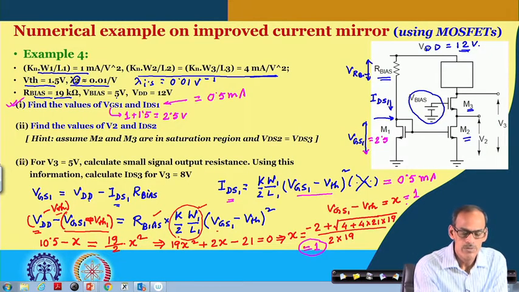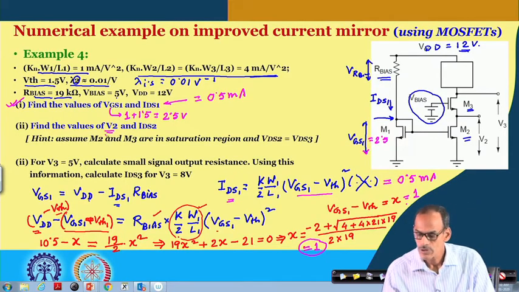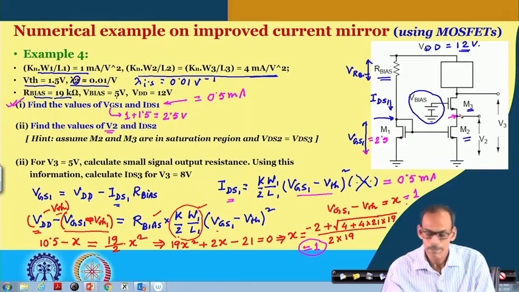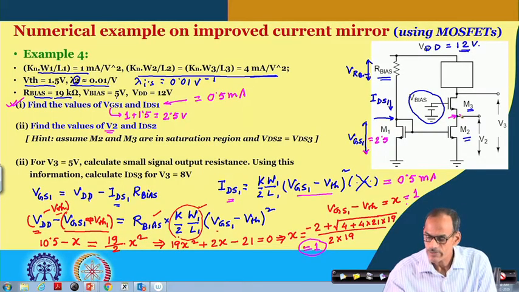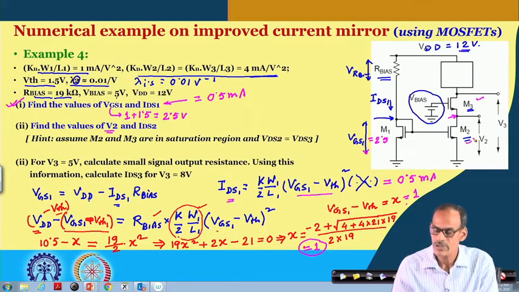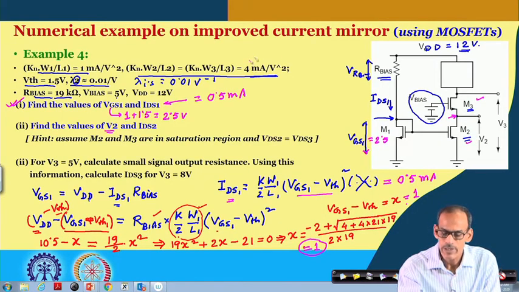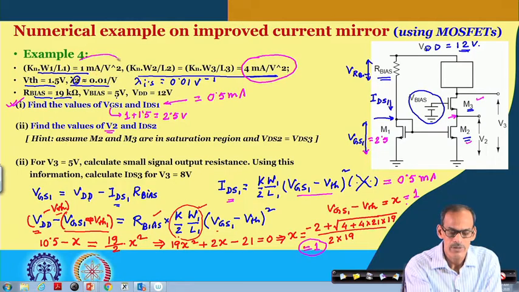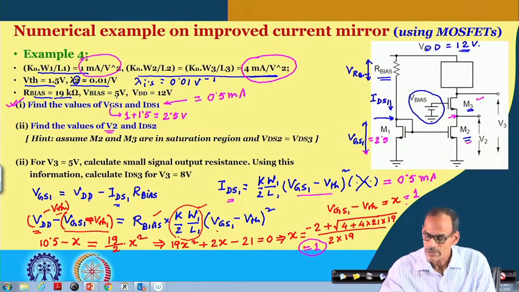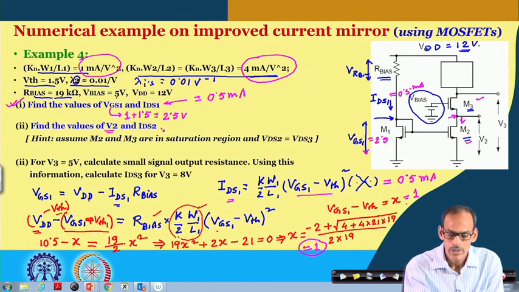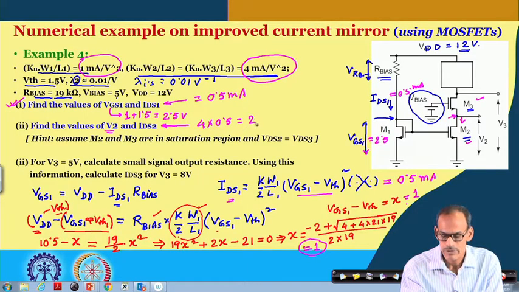Now, we need to find what will be the value of V2. V2 is the voltage coming here, and here we assume that both this transistor and this transistor have K into W by L which is 4 times that of this one, which means the current flowing here is 4 times this current, which is 0.5 here. So that gives us IDS2 equals 4 into 0.5, that is 2 milliampere.